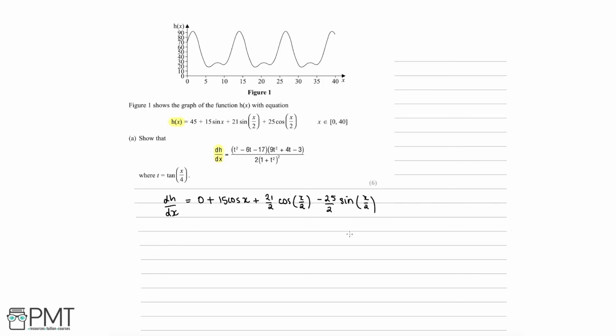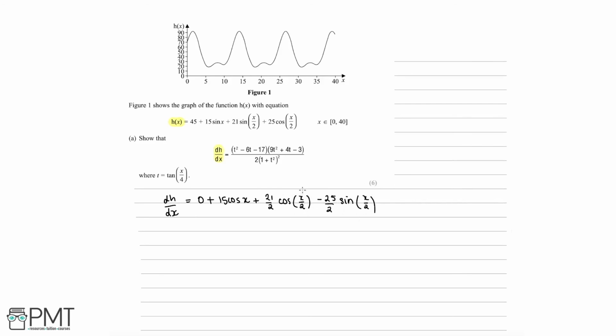Great, so now that we have dh by dx, we should use our substitution that t is equal to tan x over 4 in order to find the equation of dh by dx in terms of t. Well, how do we do that? We don't have anything in terms of tan x over 4 in our equation. Well, you can see over here that although we don't have any tan x over 4s, in the arguments of our trigonometric functions, we have x over 2.